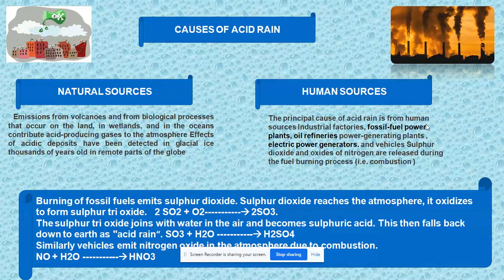Burning of fossil fuel emits sulfur dioxide. Sulfur dioxide reaches the atmosphere. It oxidizes to form sulfur trioxide. That is, sulfur dioxide reacts with oxygen to form sulfur trioxide, as this reaction shows, and then further the sulfur trioxide joins with water and becomes sulfuric acid, and then this falls back down to the earth as acid rain. Similarly, vehicles emit nitrogen oxide into the atmosphere due to combustion, which, on reacting with water, forms nitric acid.